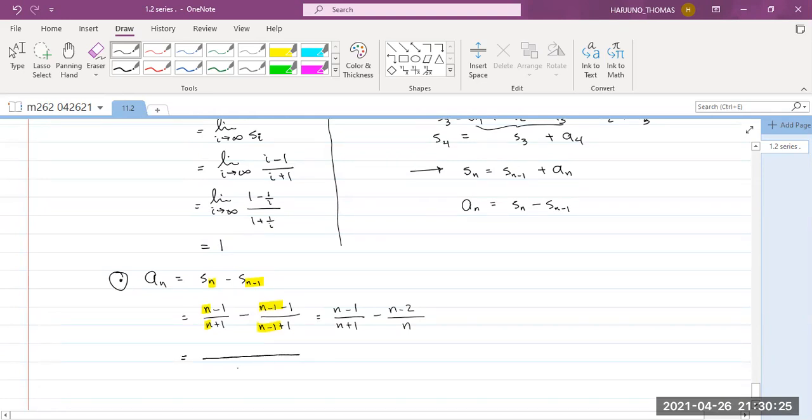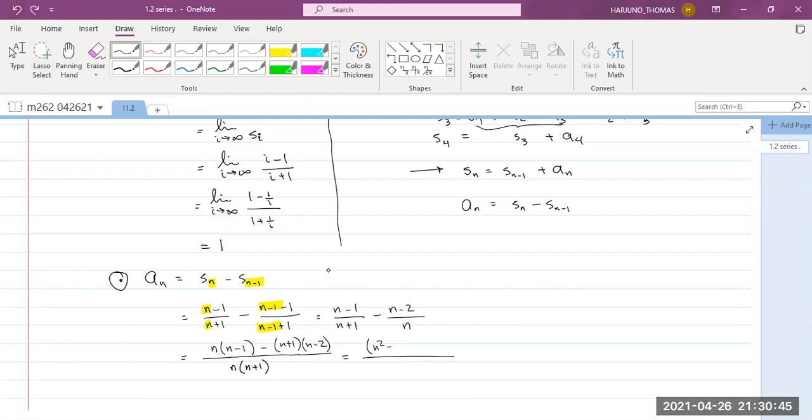Do the LCD, n times (n plus 1) on the denominator. On the top: n times (n minus 1) minus (n plus 1) times (n minus 2). That is n squared minus n, minus (n squared minus n minus 2), over n times (n plus 1). That's 2 over n times (n plus 1).